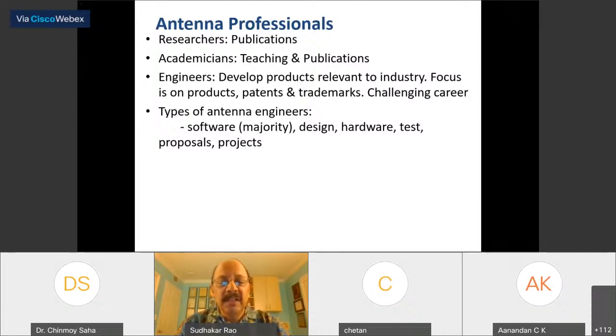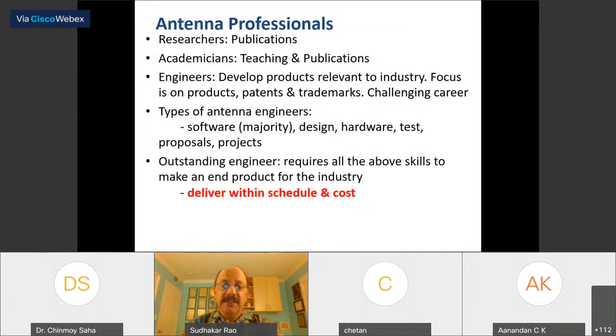So you need to know all the skills. You need to know the software. You need to know how to design the hardware, and then how to integrate the hardware with the rest of the payloads or the rest of the RF circuits and other things, maybe systems. You need to test it and qualify it, and then you need to know how to write the proposals and work on the projects.